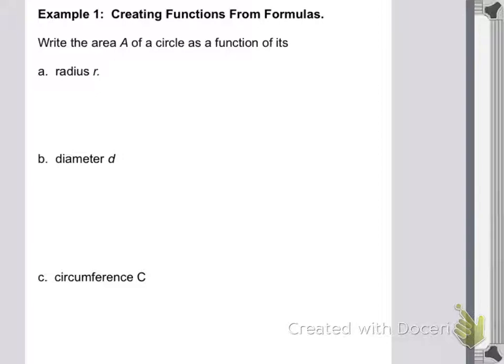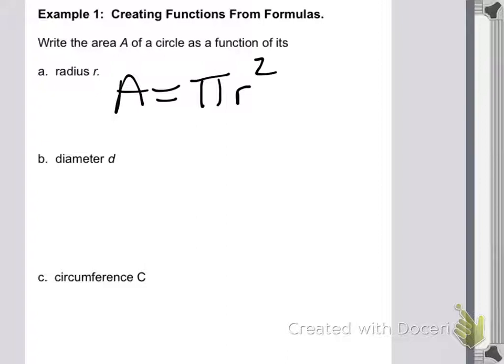Okay, they want us to write the area A of a circle as a function of its radius. Now really all this is that area equals pi r squared. So when they ask to write the area A as a function of the radius, they're just saying, hey, give us the formula. Tell us what it is. Okay, here it is. A equals pi r squared.